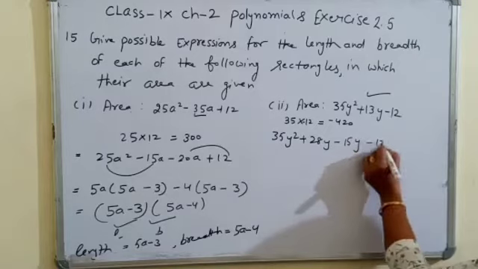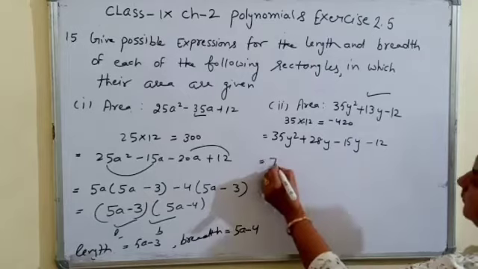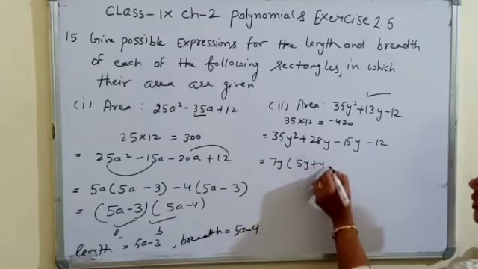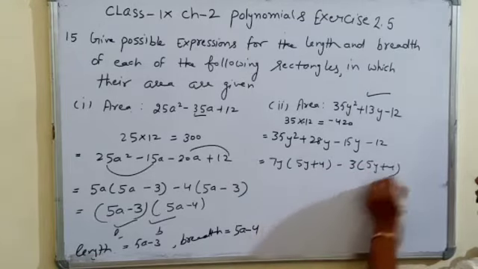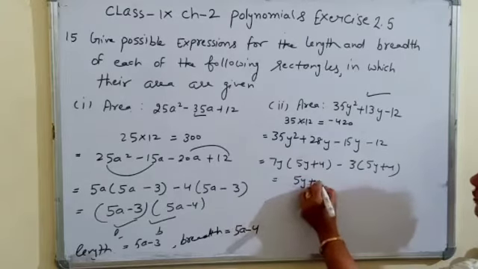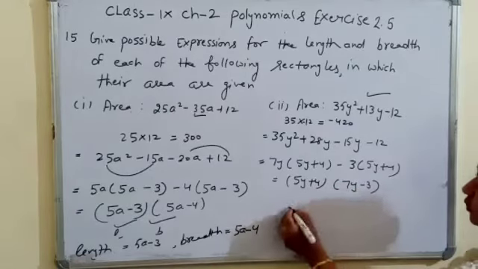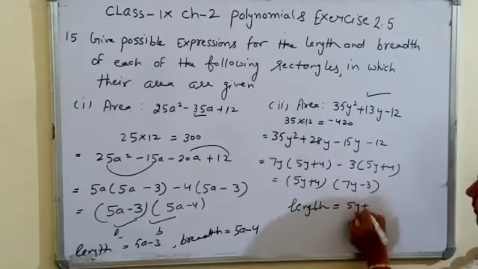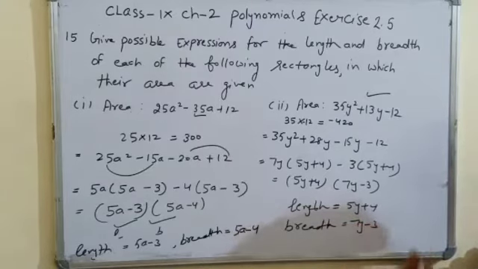Plus minus 12. Now from the first two terms we can take 7y common, and we have 5y plus 4 left, and take minus 3 common, 5y plus 4. 5y plus 4 is common for both. Take it outside and what is left is 7y minus 3. So out of these, the first one is the length, that is 5y plus 4, and the breadth is 7y minus 3. Now this was question number 15.